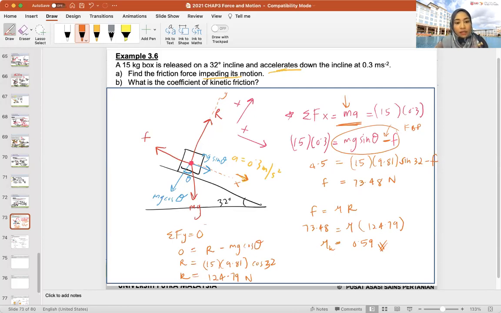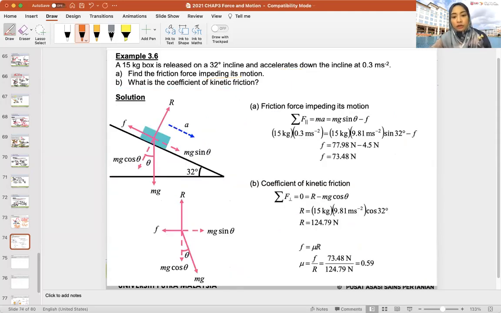The box is not flying, therefore it's equal to 0. This is your condition. This is your free body diagram. Equate this to your free body diagram. So this is R minus mg cos theta. Okay, and then you get R. So put in F equals mu R, and you get your mu. I think it's easy as long as you understand when to put ma and when to put 0 as the condition. So you must know how to do that. And also of course, drawing your free body diagram.